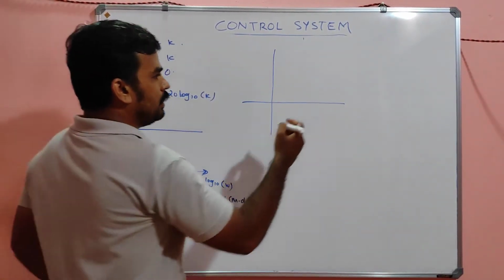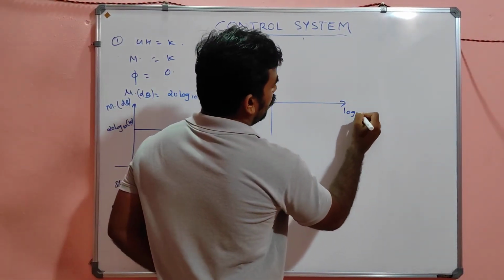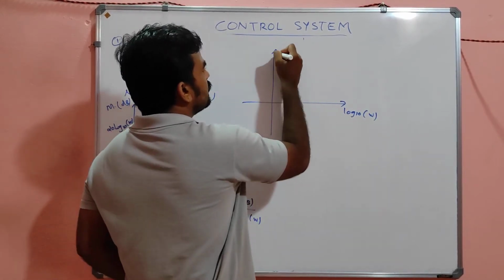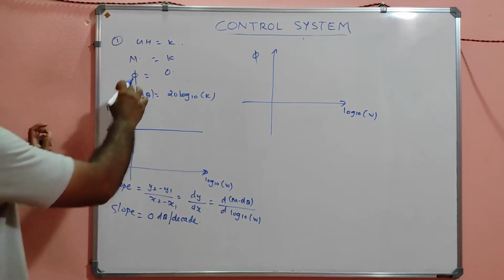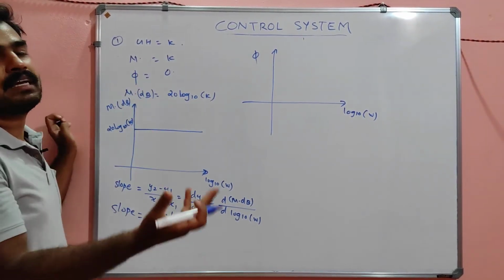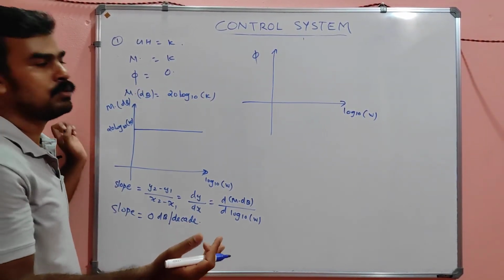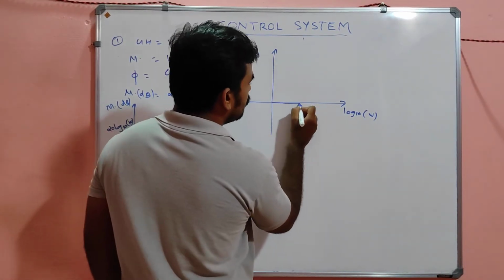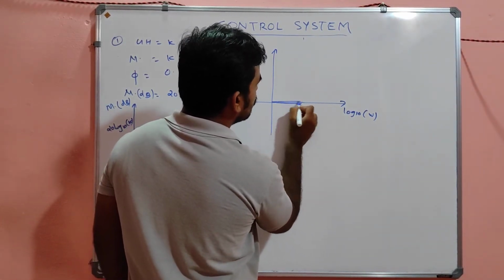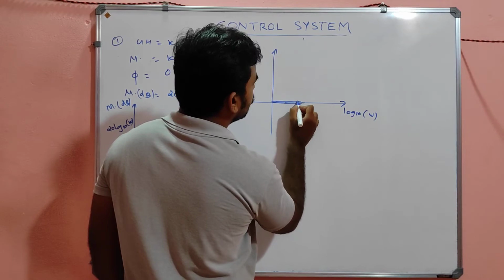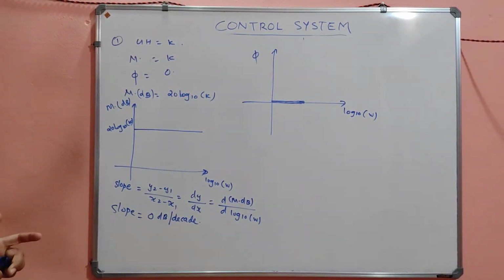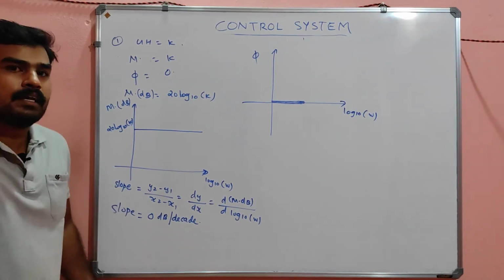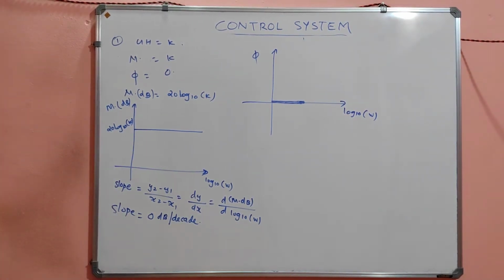So what will be the graph of log 10 to the base omega versus the phase angle phi? Is there any phase? Phase is 0 now. For a constant, how can we calculate the phase angle, my dear? It is 0. So this will be the graph of log 10 to the base omega versus phi.